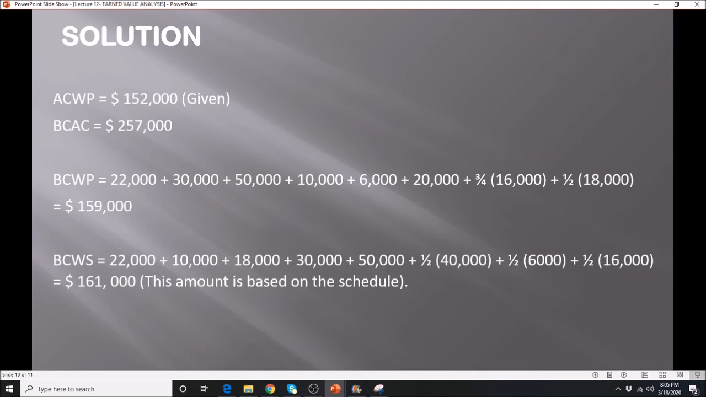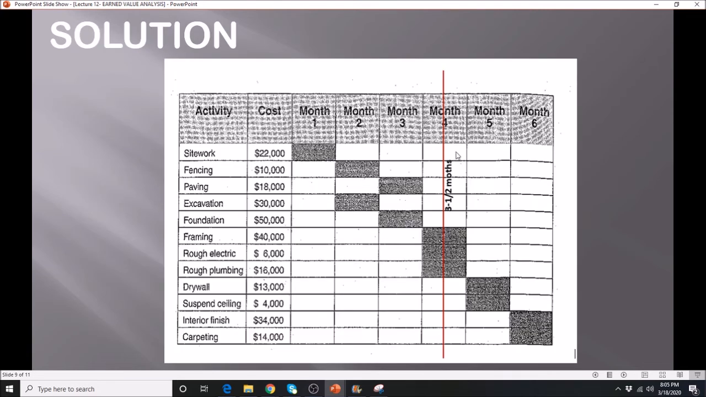I'm going to correct that also on the supplementary documents. Alright, so based on schedule, we calculate that from the Gantt chart. From this Gantt chart, this is the dividing line. That's the 3.5 months mark.